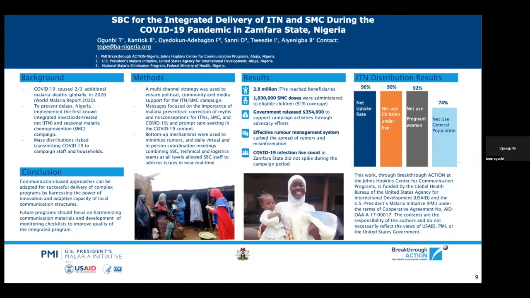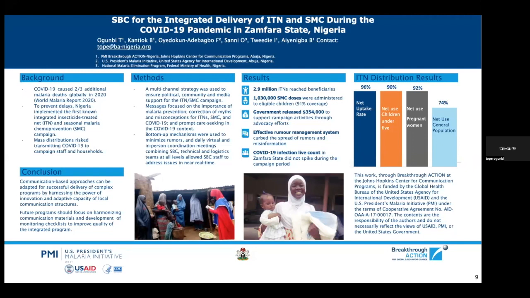So to prevent further delays, and because interventions like the seasonal malaria chemoprevention campaigns are time bound, normally happening within the peak of the rainy season from July through to October, a decision had to quickly be taken by implementing partners to integrate both campaigns. This was the first that we would ever do in the country. The campaigns typically happen separately.